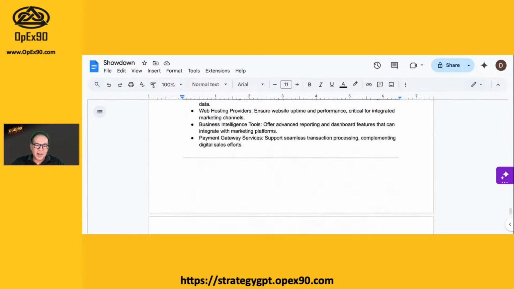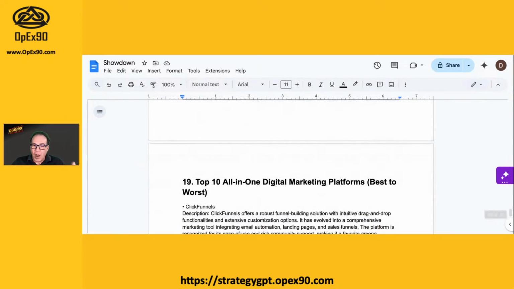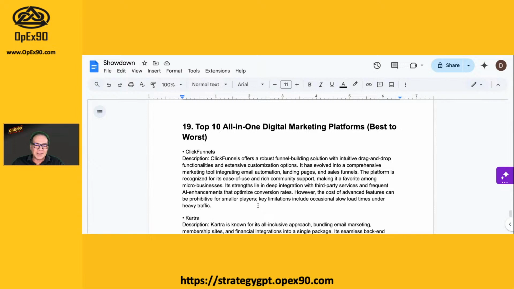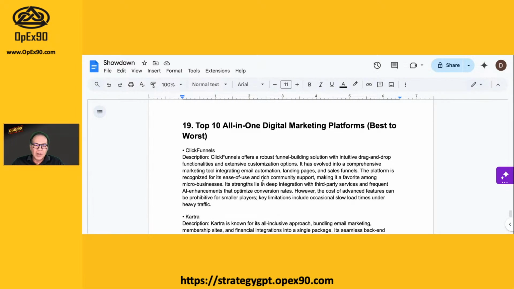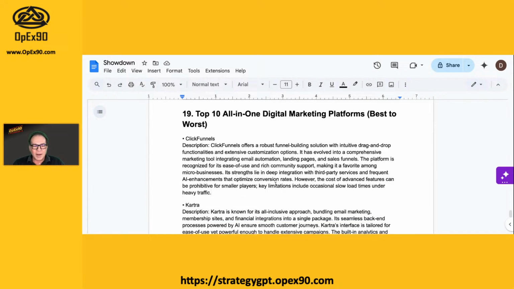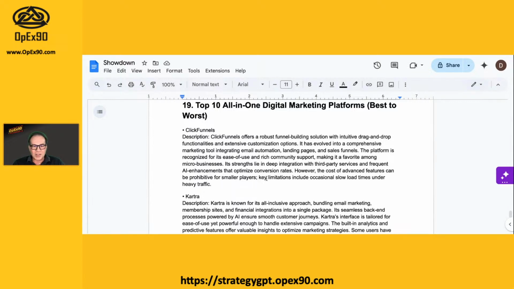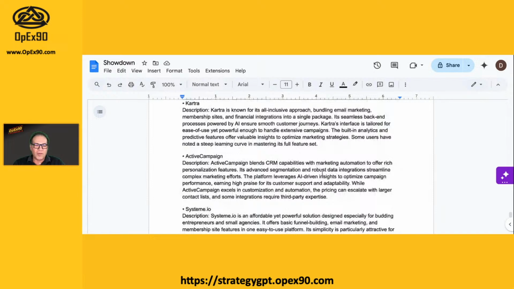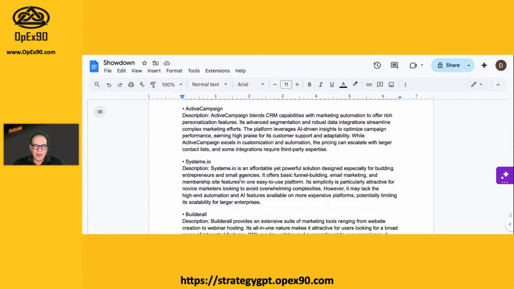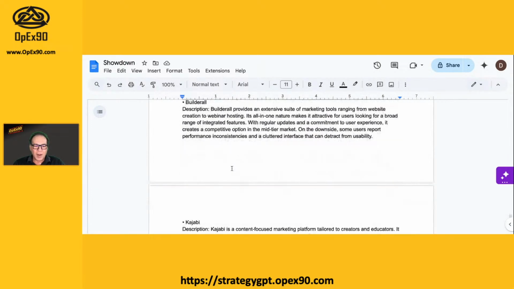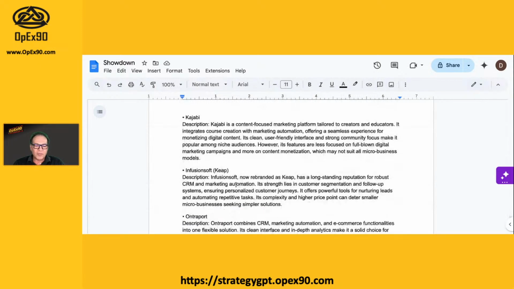And we're going to see which of these products and services ChatGPT believes is going to be successful in the marketplace, that has the legs to move forward with. So here it's already listing the best or worst. It went out and did a high level review. That's why I didn't want to taint our data. It says ClickFunnels is the best, and it gives us the rationale why it believes that. Followed by Kartra, ActiveCampaign, System.io, Builderall, Kajabi, Infusionsoft.